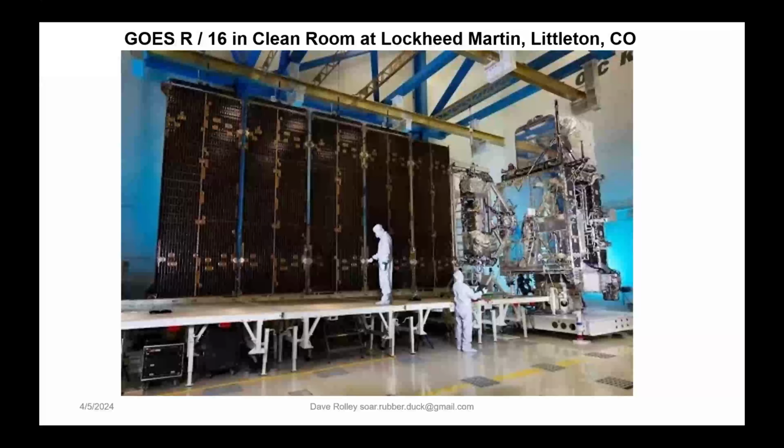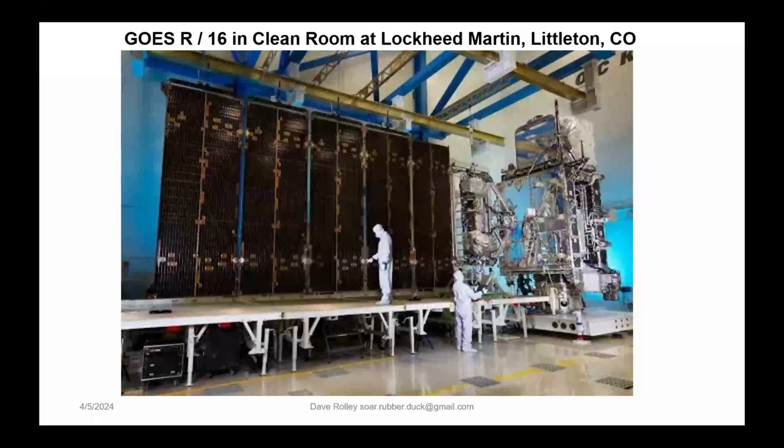The picture on the screen right now is the GOES-R or GOES-16. When they're under development and before they launch, they're referred to by a letter. Once they've been launched and are on orbit and have completed their checkout, they're given a flight number. So this is GOES-16, which is our GOES East satellite. This is in a clean room at Lockheed Martin in Littleton, Colorado. You can see the solar array, and the gentleman standing next to it, and this is the main bus on the satellite. So you can get an idea of how large this thing is.